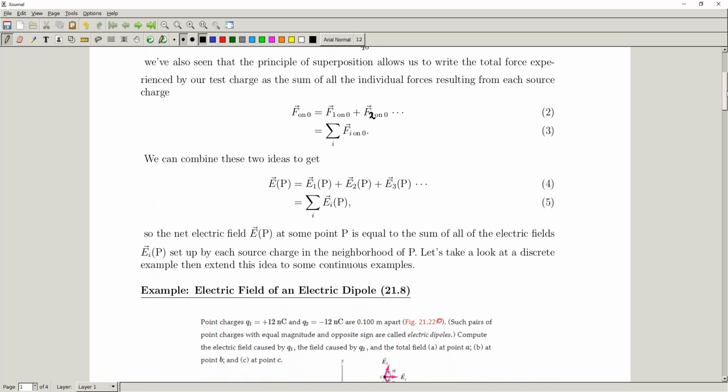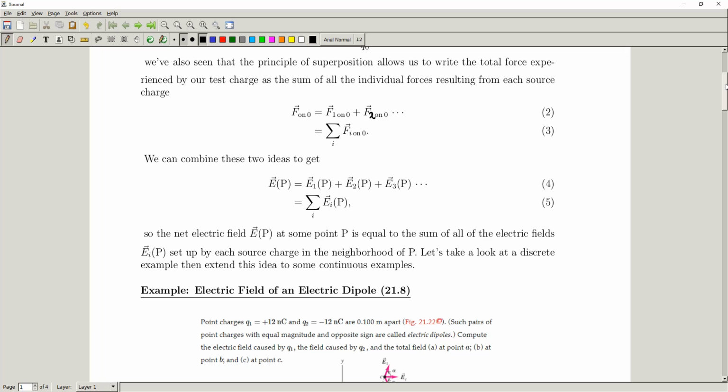And so we can combine these two ideas, and if we do that, we end up with the expression that we see here in equations 4 and 5, where we can now write down the total electric field at a point as the sum of the contributions from a number of different point charges.